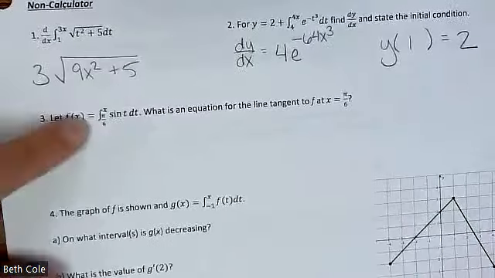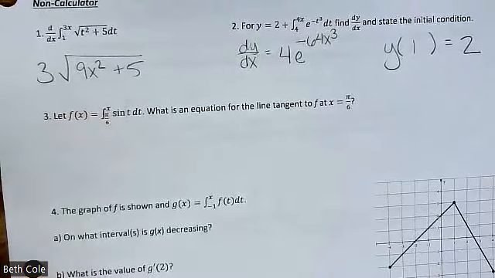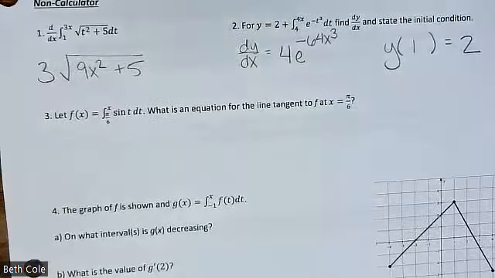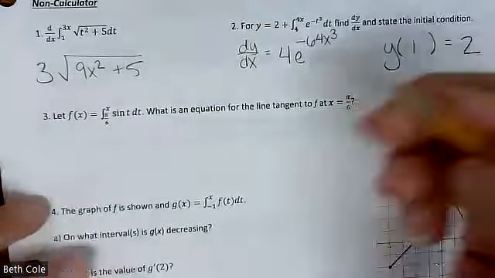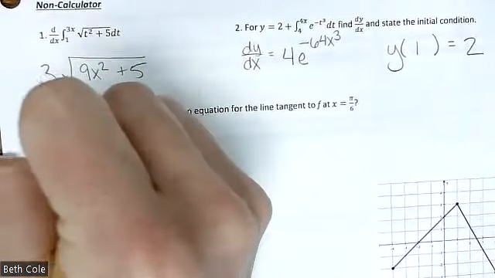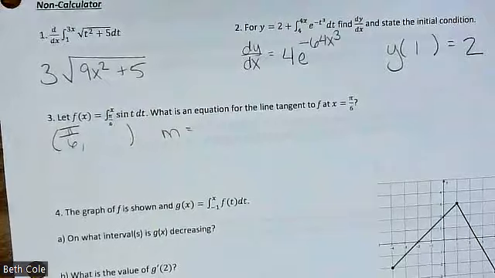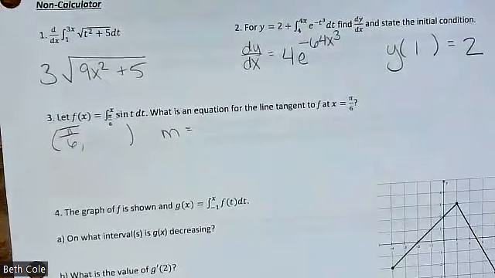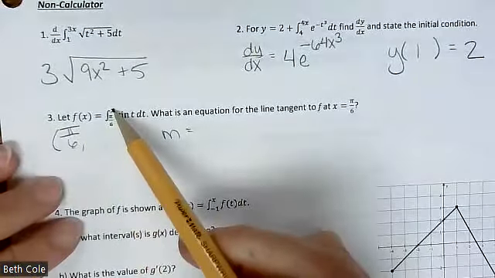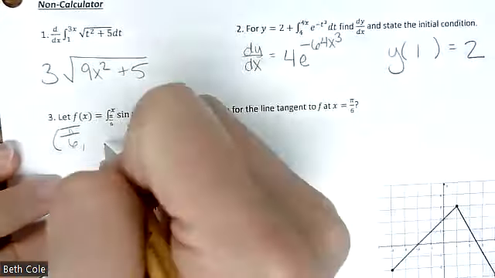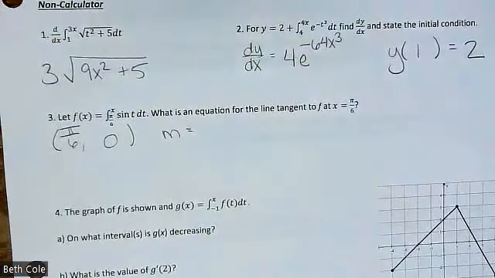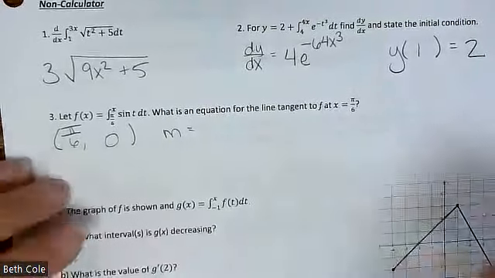All right. Let f of x be this accumulation function. Your accumulation starts at pi over 6, which I know you're all excited about. What is an equation for the tangent line? All right. What 2 things do you need for an equation? Right. Point and a slope. So it's going to be pi over 6 comma something, and then we'll get our slope. I have good news for you. If you plug in pi over 6, that's really simple, because what do you get? 0. The integral from pi over 6 to pi over 6 is nothing. You accumulated nothing. All right, slope comes from derivatives.